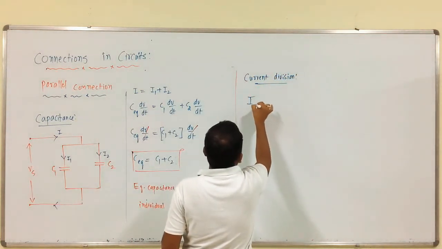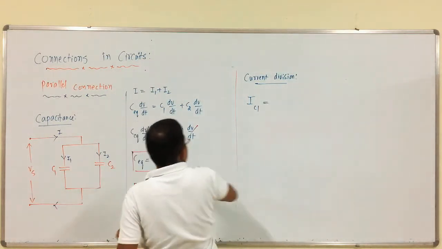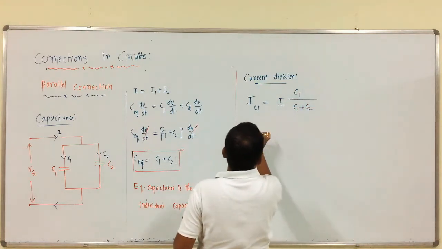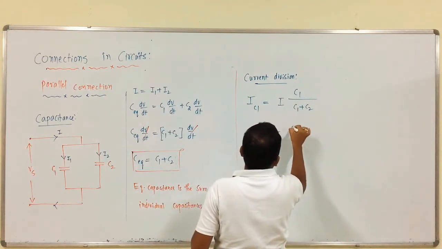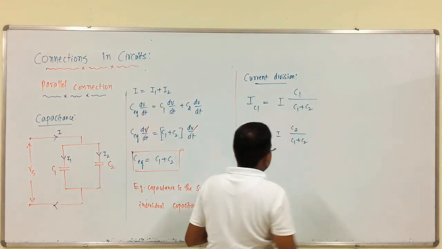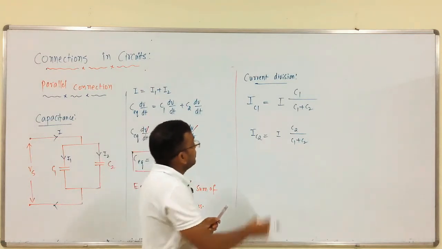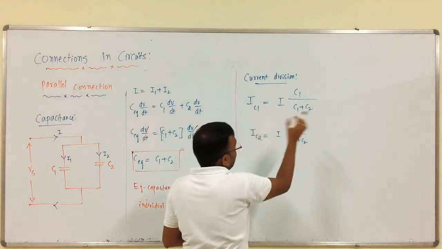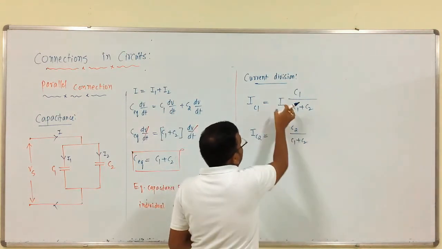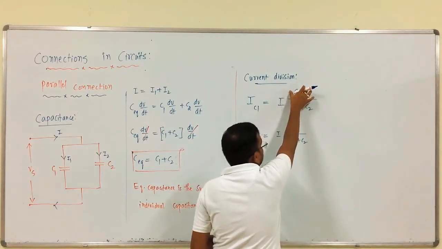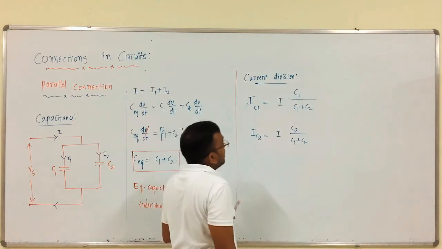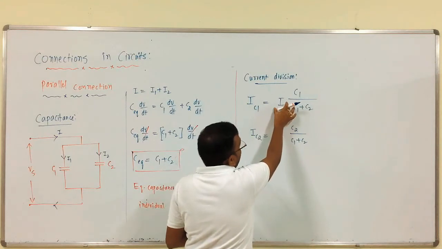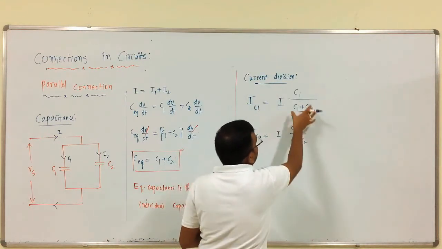Therefore, for the current through this branch IC1, we have to consider I into the present branch capacitance by the total capacitance, I into C2 by C1 plus C2. For R and L calculations, for the current in a branch, we have to consider the total current into the opposite branch resistance by the total resistance. But here, to calculate the present branch current, we have to take the total current multiplied by the present branch capacitance by the total capacitance.